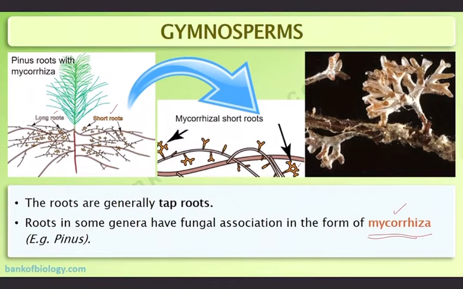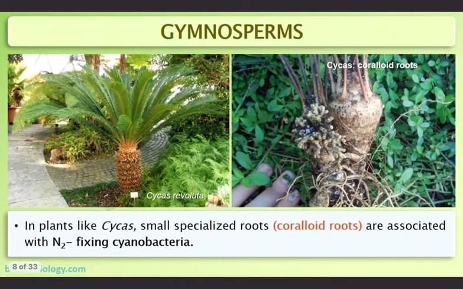Look at this pinus. Now you can see the mycorrhiza, pinus roots with mycorrhiza. These are the short roots, long roots, and then the fungus presence. You can see mycorrhizal short roots in this way, and when we expand that under high resolution, you can see the presence of fungus in the roots. So this symbiotic relationship is called mycorrhiza.